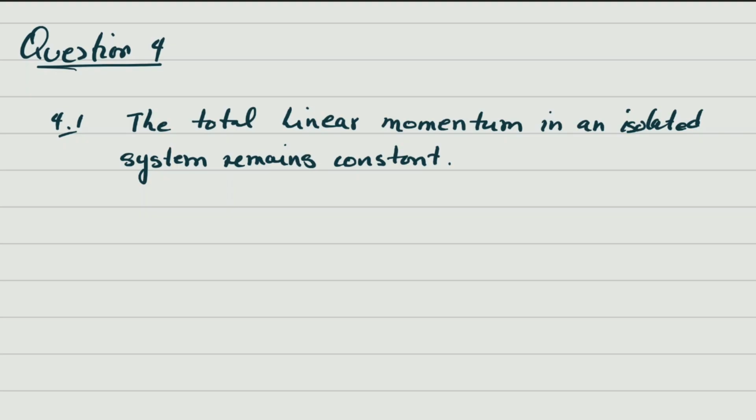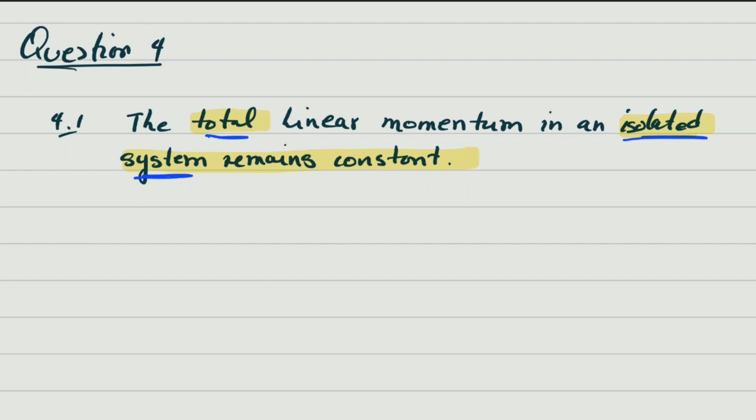Okay, so question 4. Question 4.1 for studying the law of conservation of momentum. Guys, you have to read carefully. When I was marking, some learners answered with the definition of momentum instead. So they're asking you for the law. The total linear momentum, the word total is quite important here. You cannot miss the word total. Linear momentum in an isolated system remains constant. So the total linear momentum in an isolated system, the system must be isolated, remains constant.